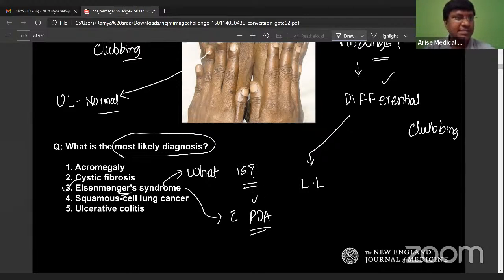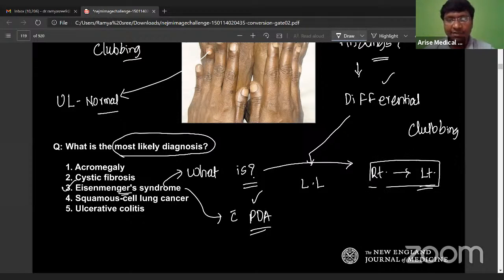What is this Eisenmenger syndrome? Any one of you? So, Eisenmenger syndrome is reversal of the shunt. The shunt will be from right to left. Very good, Vinod Selvaraju. Now, in which type of right to left shunt will you have the differential clubbing?